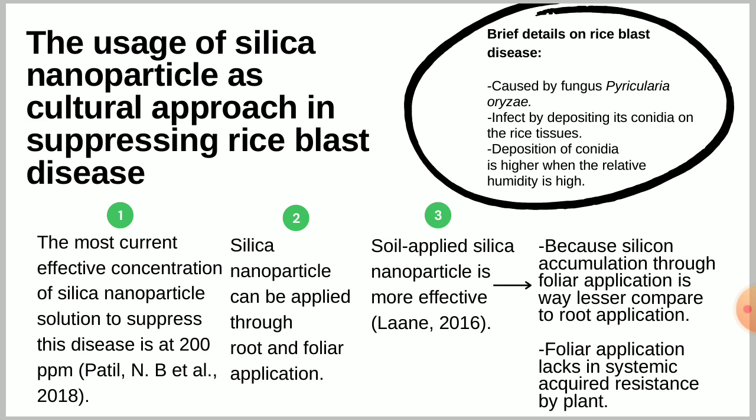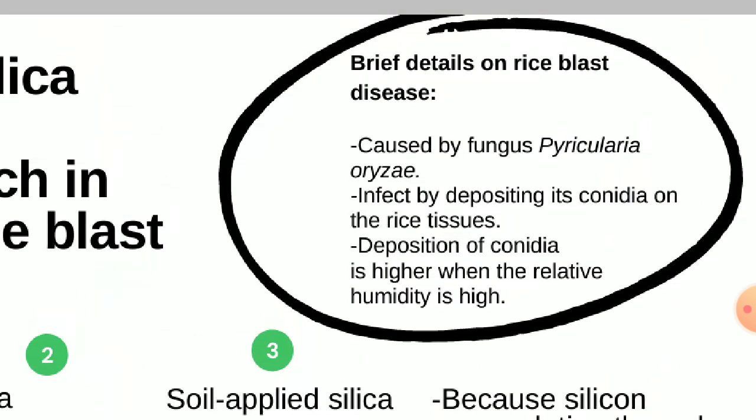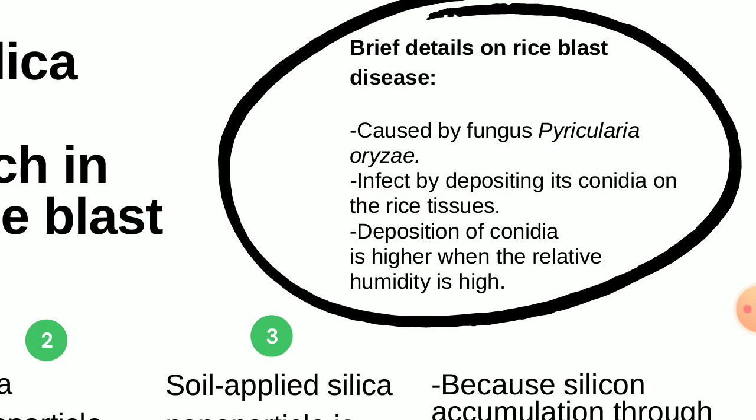Next, before we move on, here is the brief detail on rice blast disease. It is caused by the fungus Pyricularia oryzae. It infects by depositing its conidia on the rice tissues, and the deposition of conidia is higher when the relative humidity is high.